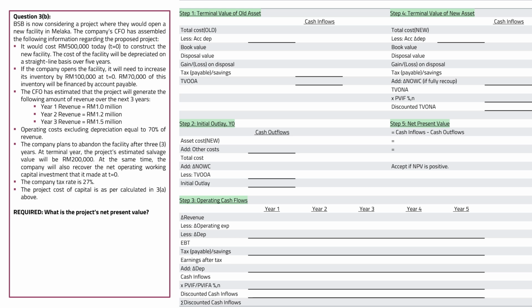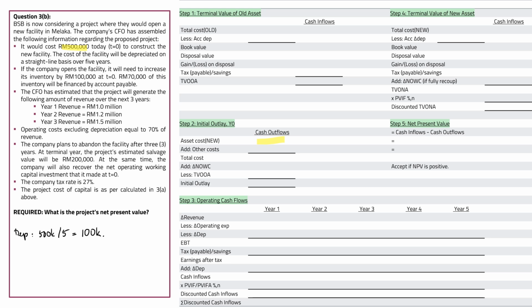It will cost $500,000 to construct the new facility. That's the asset cost. The cost of the facility will be depreciated on a straight line basis over 5 years. So let's take a note over it. Depreciation is 500,000 divided by 5. So yearly depreciation is 100,000. Yes, somehow I can calculate this without a calculator.